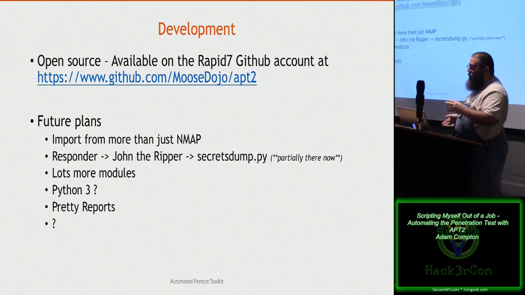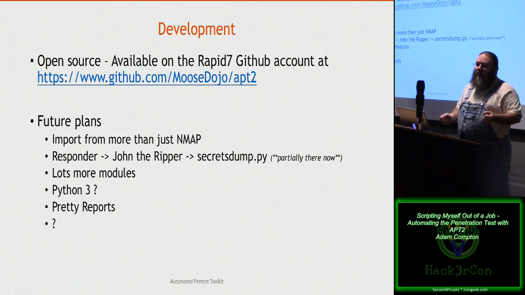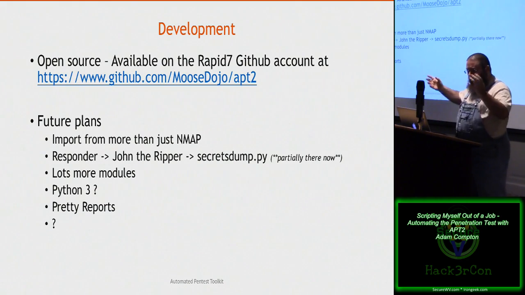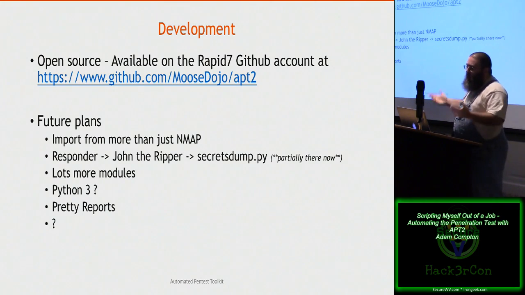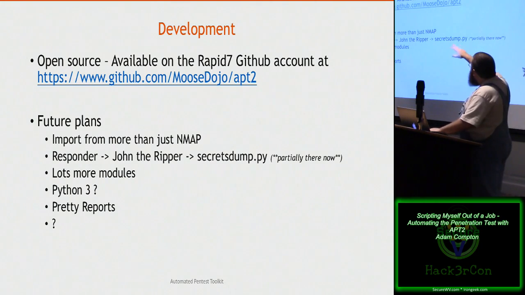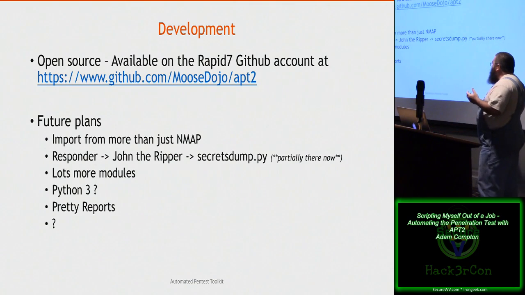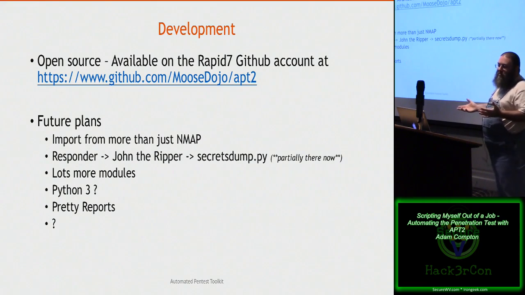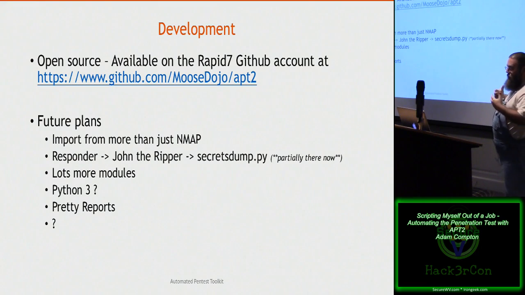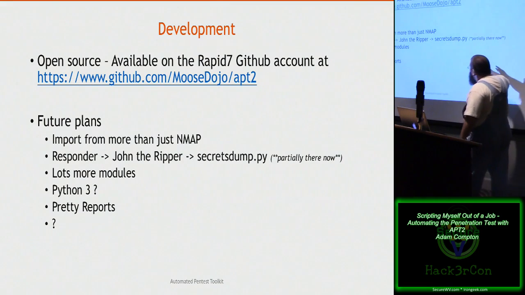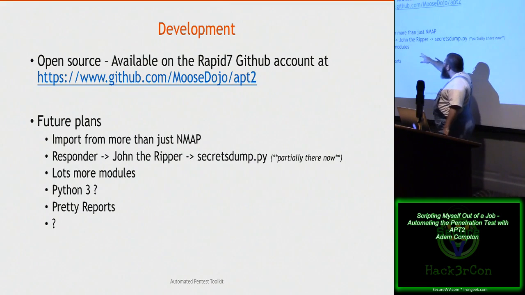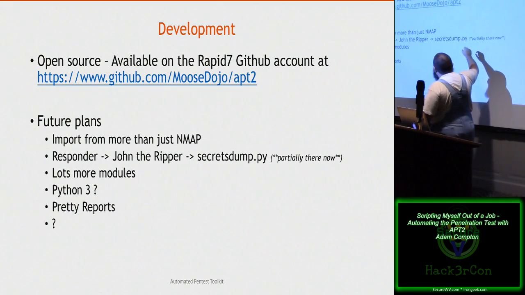Alright. So, where is it being developed at? It's out on our GitHub page, Moose Dojo. That is the Rapid7's public ad hoc repo out there. It's not the Metasploit repo. It's not any of those. It's the one for the pen testers. Basically, say, we've been working on this side project and we want to host it somewhere, and they're like, here, host it here. So we put it up there, and this one's under Moose Dojo /APT2.